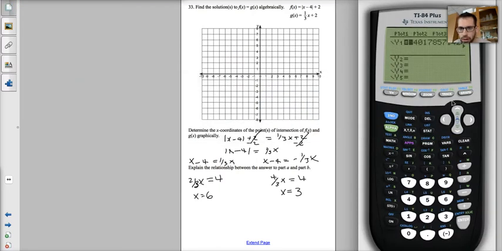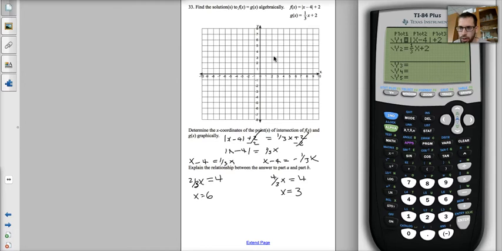Okay. So clear that out. Math, num, absolute value of x minus 4 plus 2. Alpha y equals, enter 1/3 x plus 2. I'm actually just going to graph one at a time. And honestly, I didn't even need to do this because I know the rules for these.